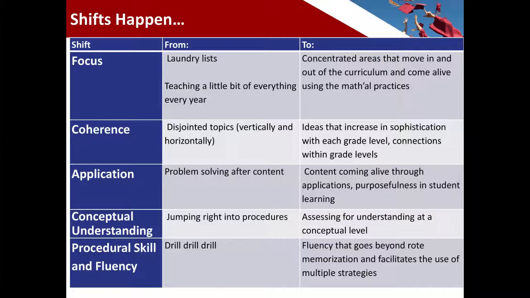We'll look, as I mentioned before, at the vertical coherence as well as the horizontal coherence and how the ideas are connected. And then, of course, the bottom 3 shifts there all fall under the umbrella of rigor. And what does it mean to do mathematics at a rigorous level? And so, especially with this idea of marrying the conceptual understanding with the skill of measurement and data, we're going to look at that. So, let's jump right in.